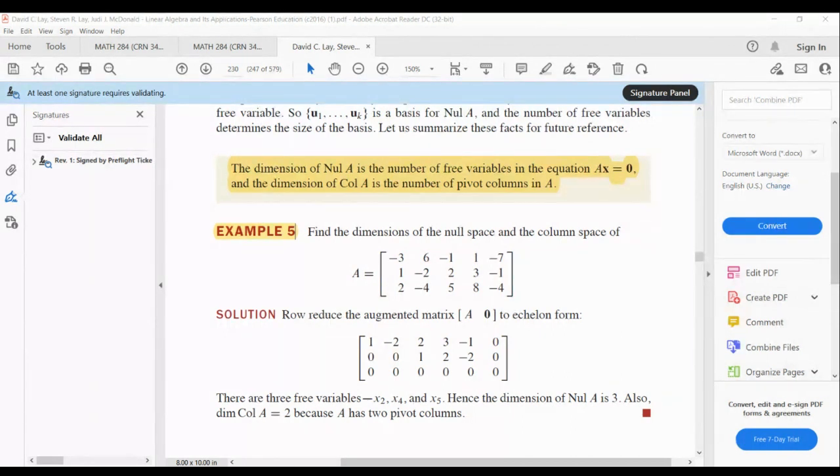So, a problem like this, like in example 5, for instance, I mean, hopefully it's pretty straightforward. Are there any questions?